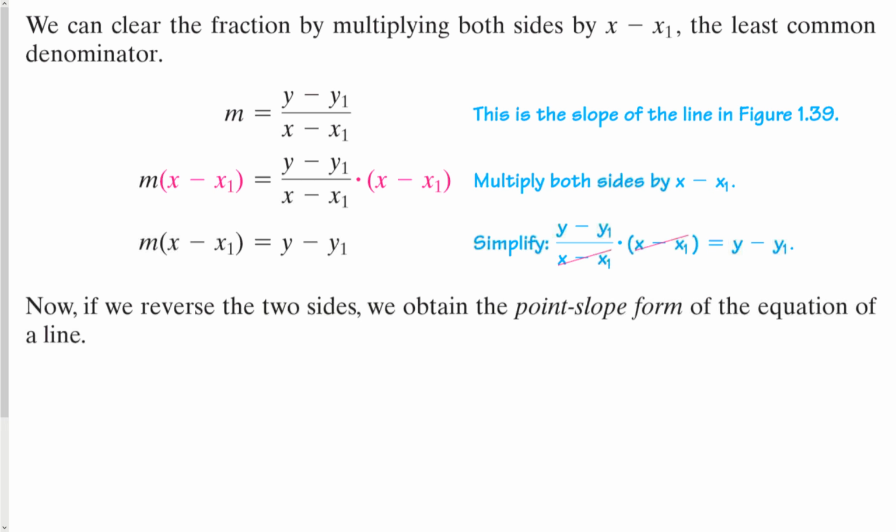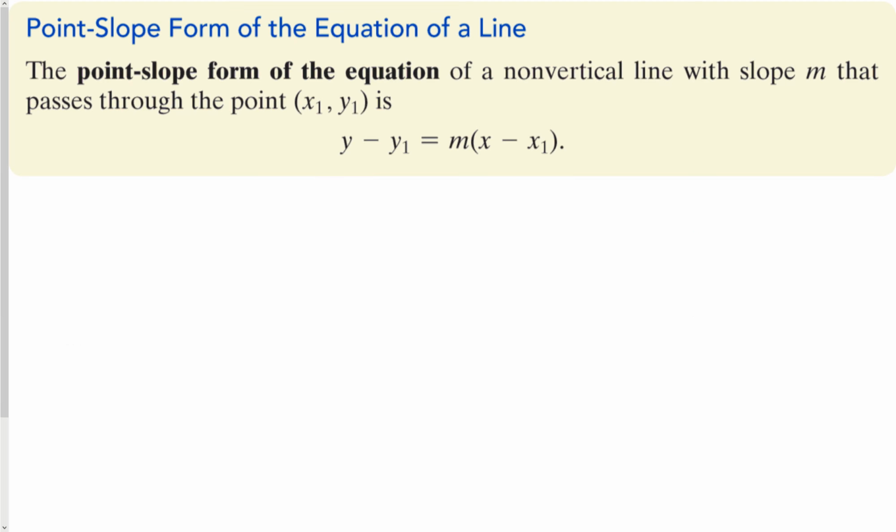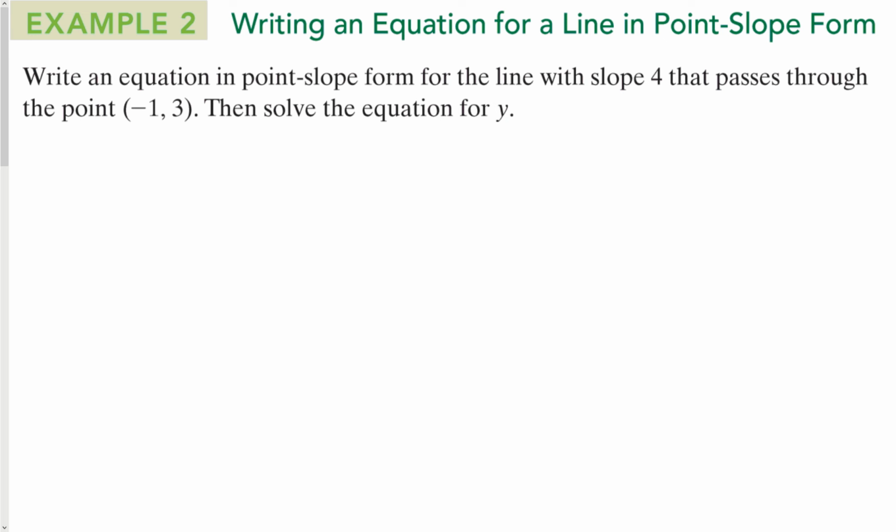So if we mess around with this formula a little bit, if we take both sides of the equation and we multiply it by, right, here's my starting equation, my slope equation, multiply it by x minus x1, I now have an equation that looks like this. If we reverse the two sides, we now get the point slope form of the equation. Okay? And this is my point slope form of the equation. y minus y1 is equal to m times x minus x1. Okay? Let's see how this works.